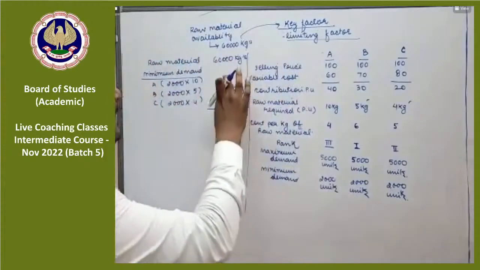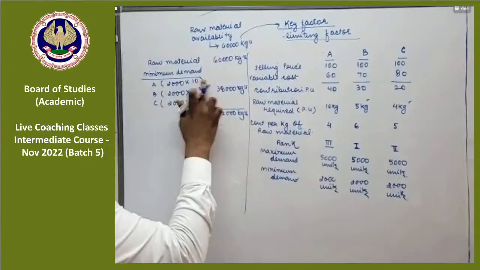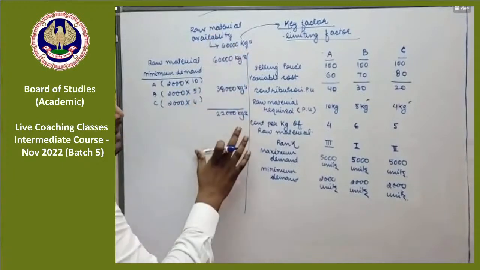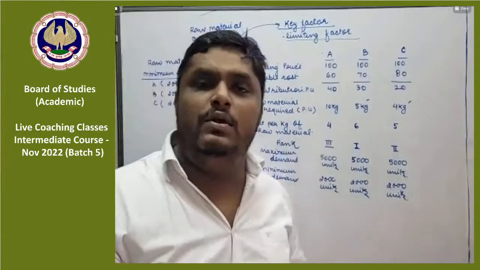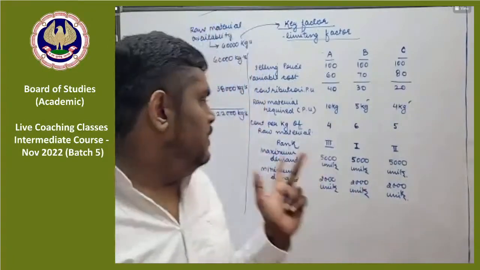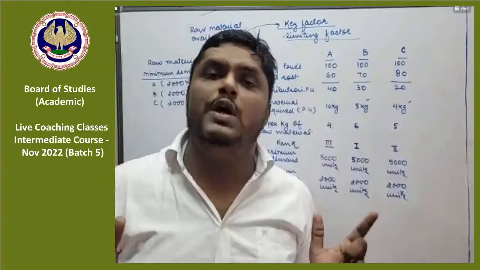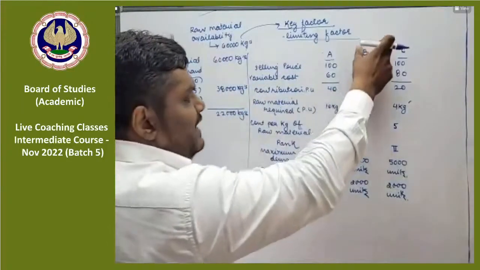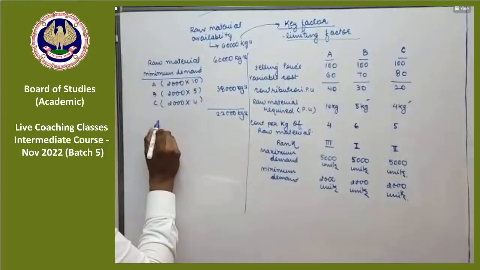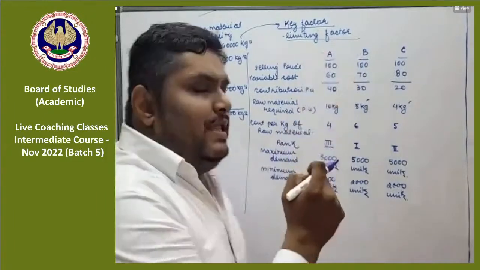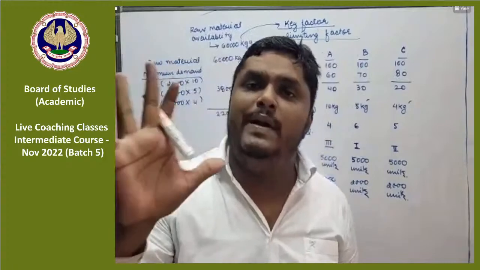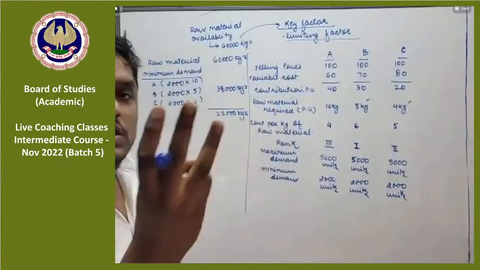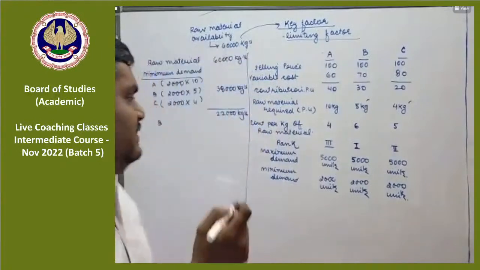So we will fulfill the minimum demand first, that is 20,000 for A, 10,000 for B and 8,000 for C. So 38,000 kgs are already utilized to fulfill the minimum demand, and we are left with 22,000 kgs only. Now these 22,000 kgs will be utilized first for B, wherein in the question it is given that the annual requirement is 5,000 units. We have already manufactured 2,000 units, so the balance we have to manufacture is 3,000 units.